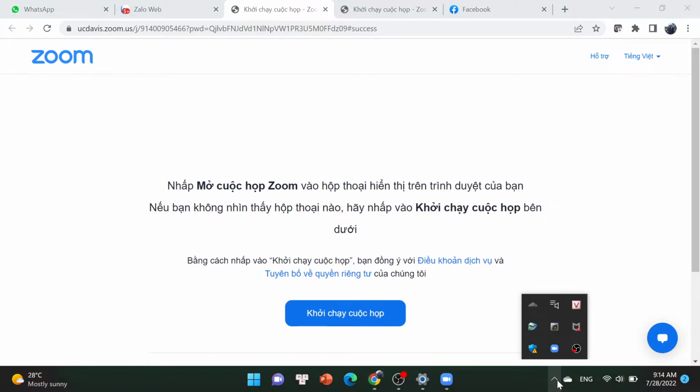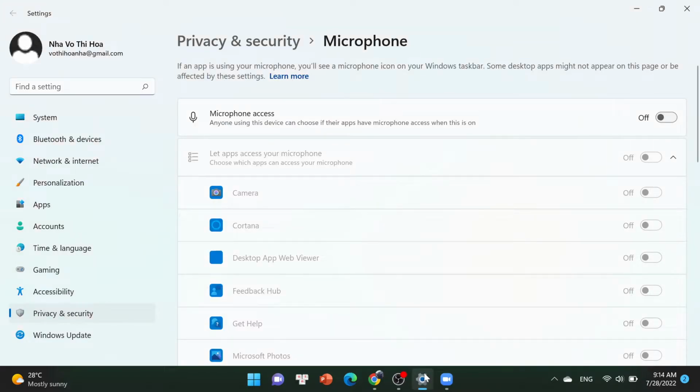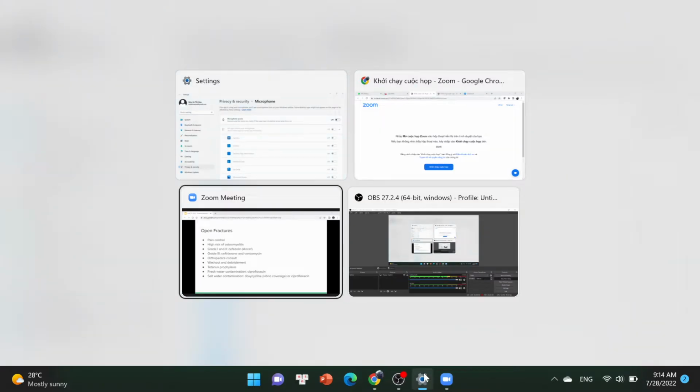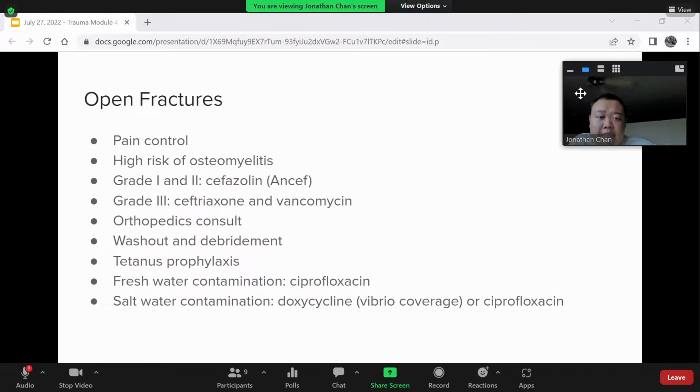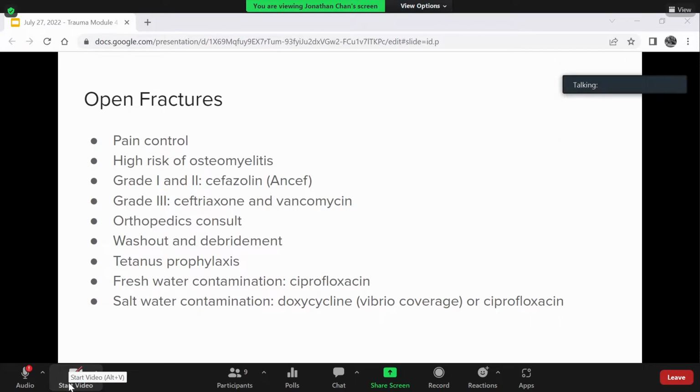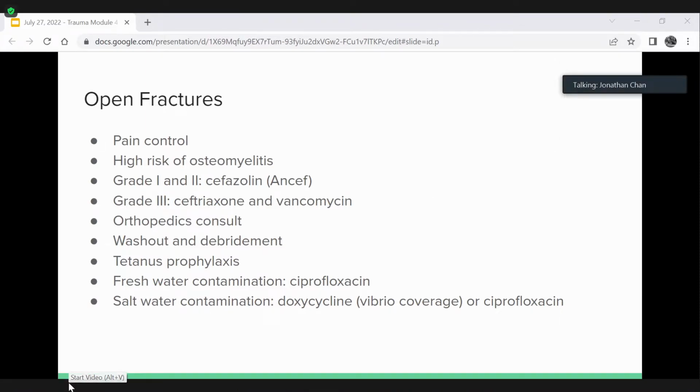This is what we talked about a little bit earlier. Anytime you have a fracture with an overlying laceration or abrasion or wound, these patients are at very high risk for osteomyelitis, or the infection of the bone. If you have a grade 1 or 2 breakage of the skin, you can use an antibiotic like Ancef or cefazolin. But if you have a grade 3 injury, which is basically extensive soft tissue, muscle, or nerve damage, or a very dirty wound, you want to get ceftriaxone and vancomycin into the patient to help them fight off the infection.